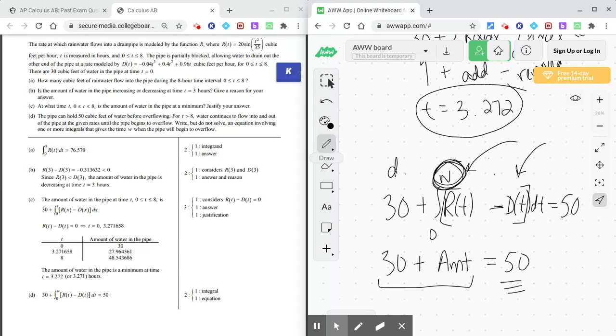So it's 1 point for the integral, the integral from 0 to w of r of t minus d of t dt, and 1 point for the overall equation. So that involves the initial condition 30 and setting it equal to 50 overall. So the kicker is being able to set that up from the beginning: that initial plus the integral that represents the change in time.